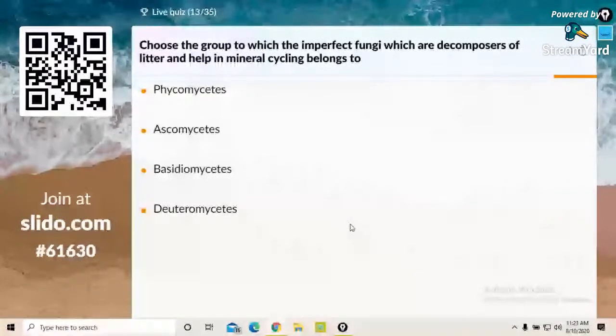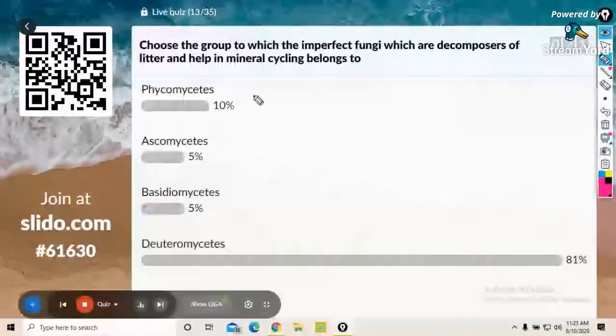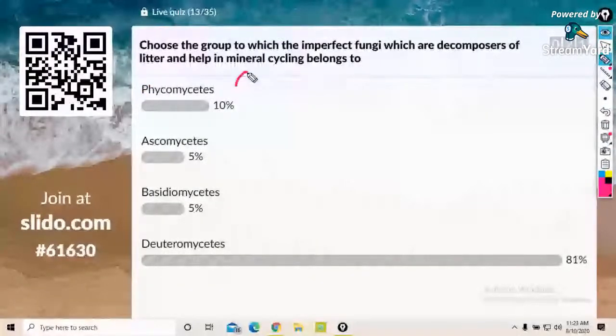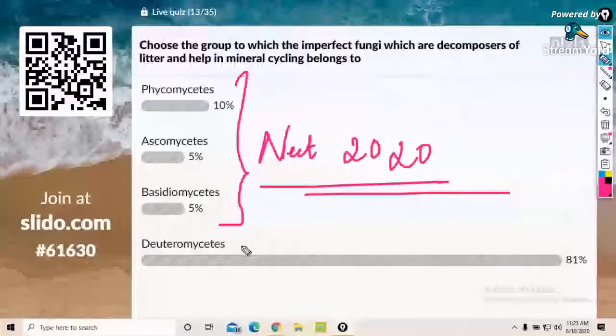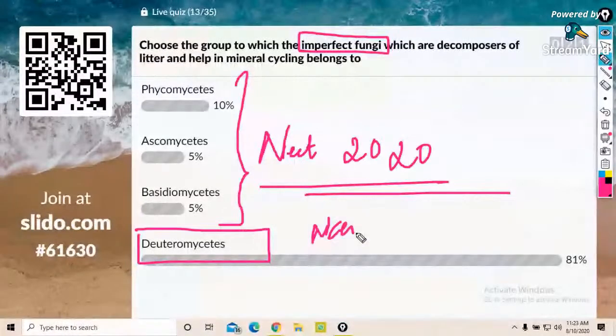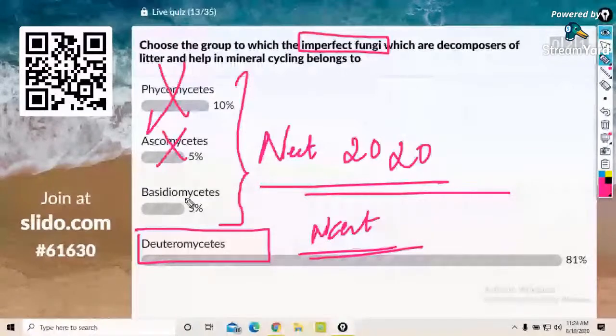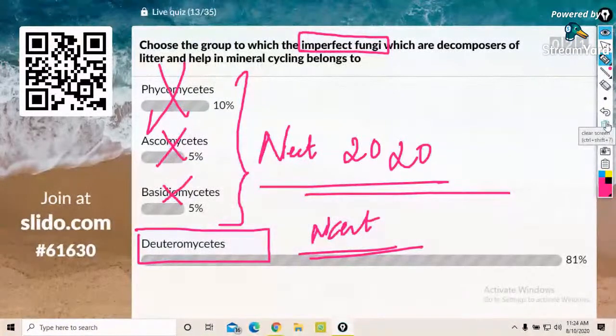Very good. These students, I don't know whether they are going to qualify NEET 2020 or not. I have given you the option in the answer also. Imperfect fungi. Direct NCERT question. Deuteromycetes. It is never phycomycetes, it's never ascomycetes. It's never basidiomycetes. It is deuteromycetes.